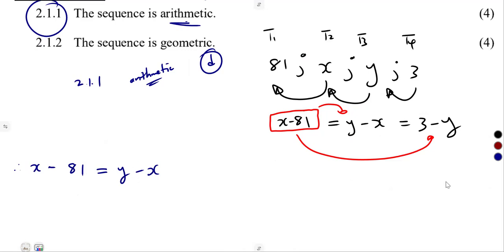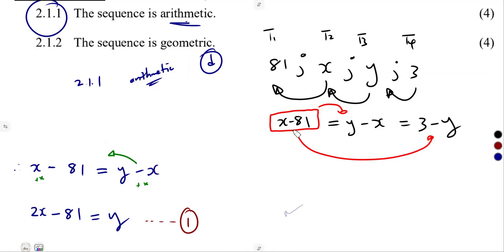You can even simplify, make y the subject of the formula. We can take the minus x to the other side, so it's going to be positive x. To get rid of this x, simply add. So that's 2x minus 81 is equal to y, all right? It's an equation that we have. Just leave it like this. Let's call it equation 1.